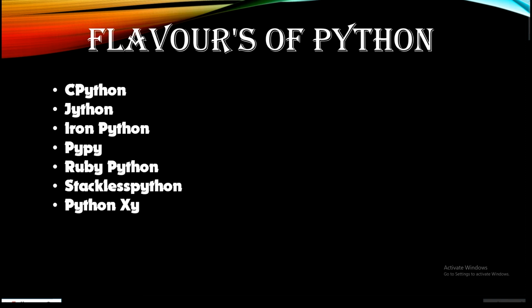PythonXY. This is pronounced as Python XY. This is the Python implementation that we get after adding scientific and engineering related packages. We can download PythonXY from its website in the description. Anaconda Python. When Python is redeveloped for handling large-scale data processing, predictive analytics, and scientific computing, it is called Anaconda Python. This implementation mainly focuses on large-scale data. This can be downloaded from the website whose link is in the description.